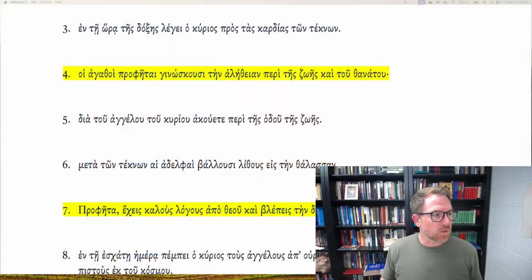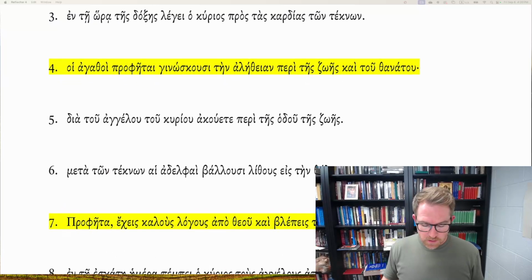We continue our study of Clayton Croy's Primary Biblical Greek in Lesson 6 by looking at some of the practice and review examples. So I've highlighted a few for us to pay attention to. First, I want to begin with number 4 in the practice and review.